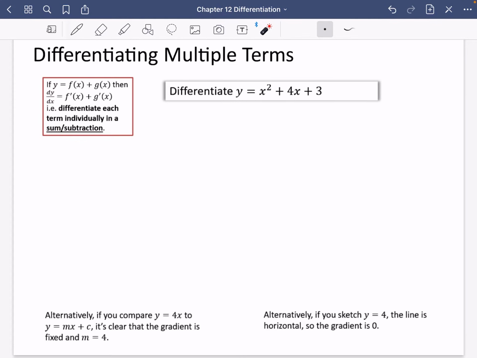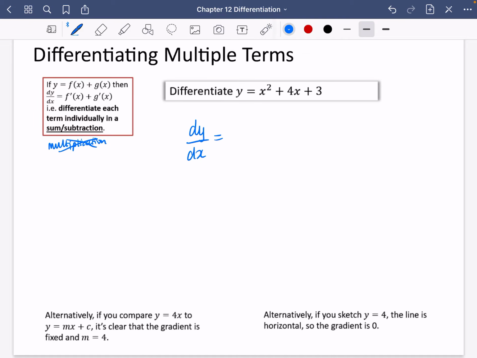This is only if it's a sum or subtraction, okay? It's not going to apply if it is multiplication. If it is multiplication or division, it is not going to work like this, okay? So for multiplication and division, it doesn't work. So we're going to differentiate this one that we've got here. So first of all, I'm going to differentiate each of them separately.